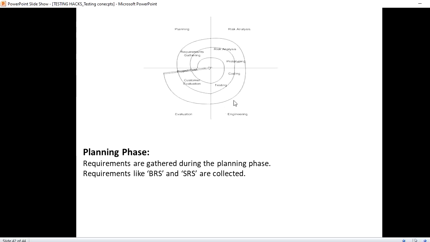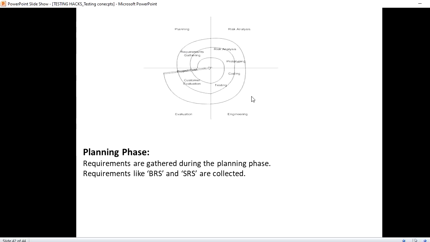In the engineering phase, both the coding and the testing will happen. Once that is done, an evaluation happens, wherein the customer gives their evaluation or feedback. So these are the four stages which go on. One circle is done. After that circle, another circle will be taken up, which is like an increment. After planning, risk analysis, engineering, and evaluation, a new spiral will be taken. So this is what the spiral model is.